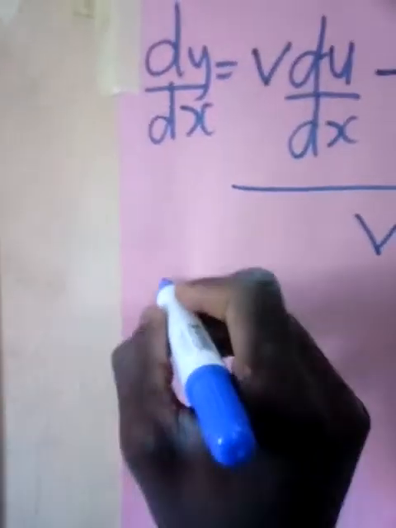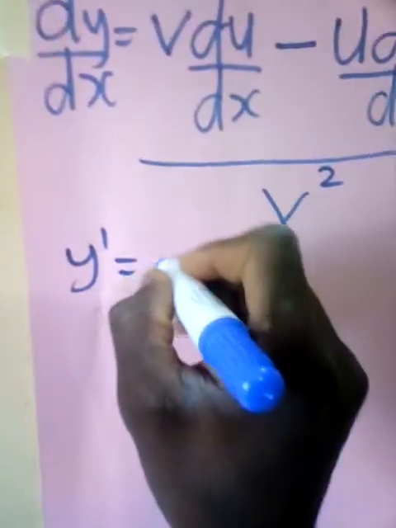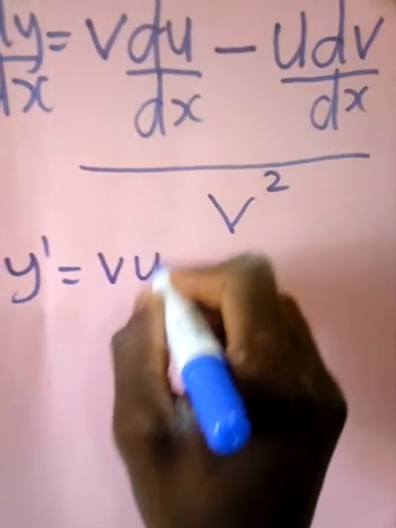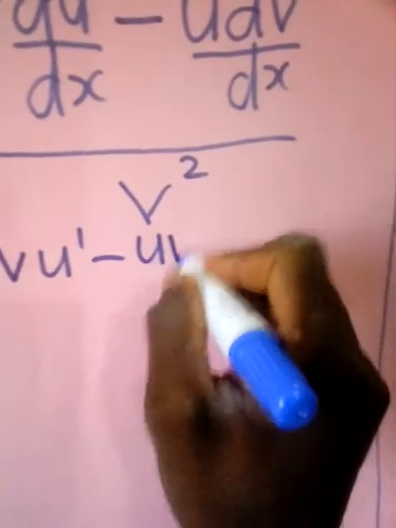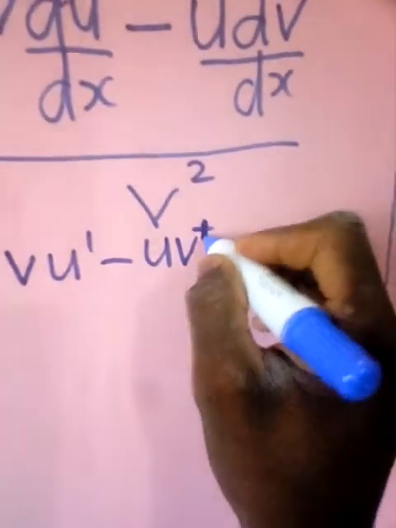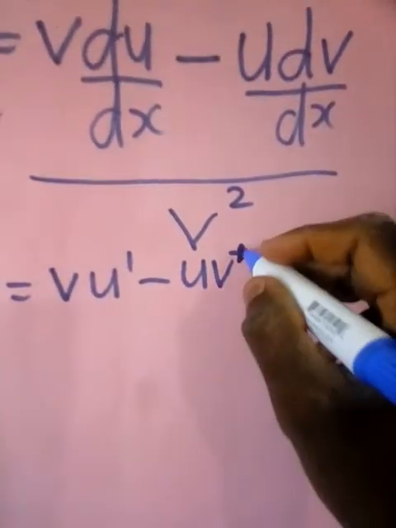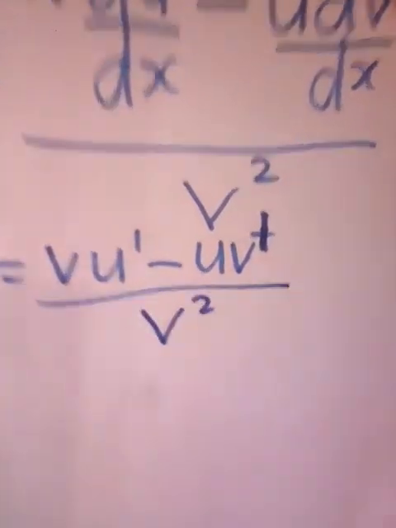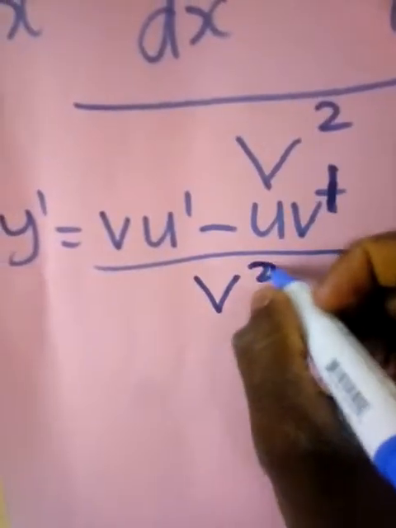So I can simply write this to be short as y prime is equal to v u prime minus u v prime, all over v square. So let's get down and apply this in several ways.